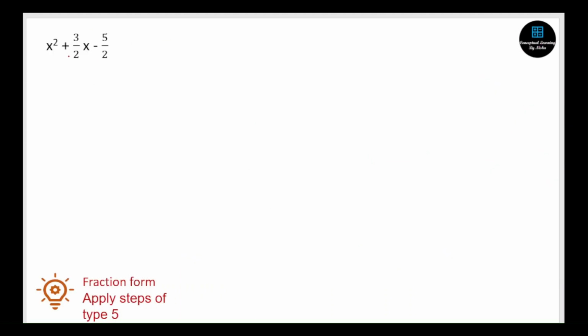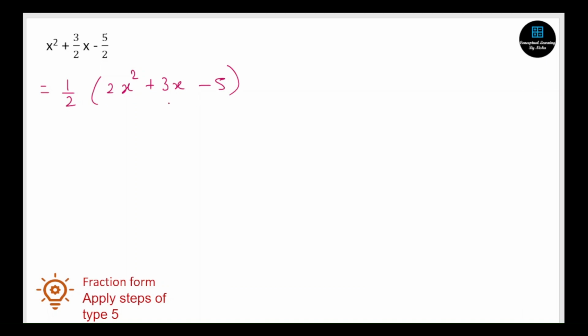Now we'll take one more example which involves fractions. The steps remain the same. We'll take the fraction common. Here the denominator is 2, so I'll take 1 upon 2 common. Now we have to multiply the remaining terms by the denominator, which is 2. So 2x square, no need to do anything with this because the denominator is already out. So I'll write plus 3x minus 5.